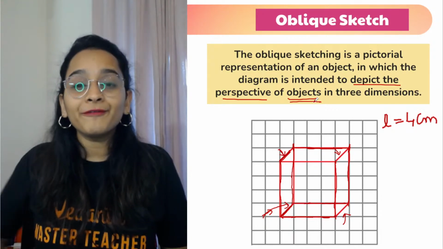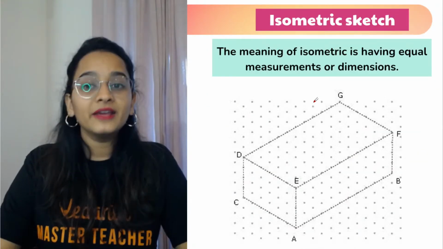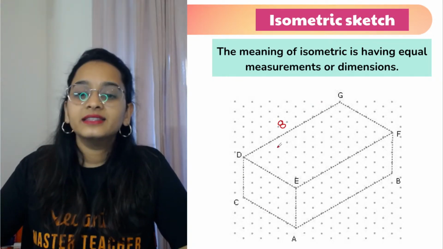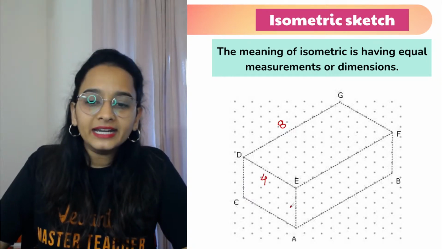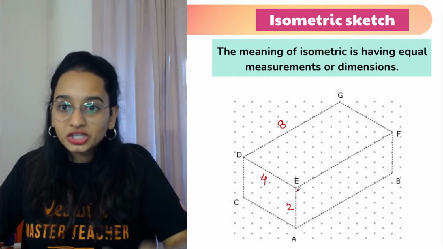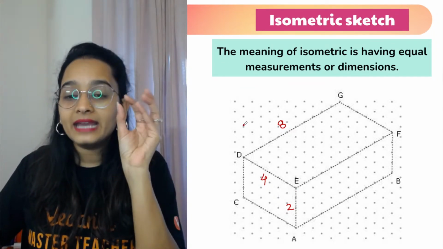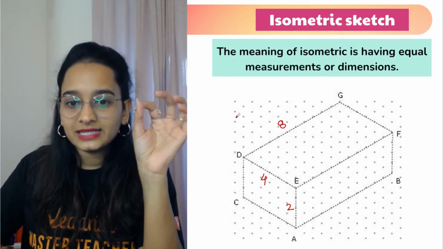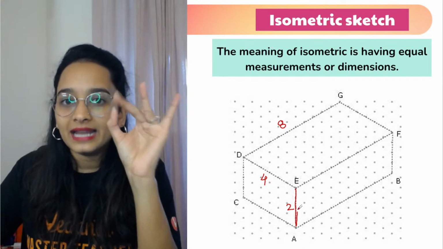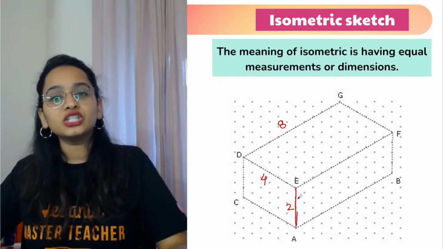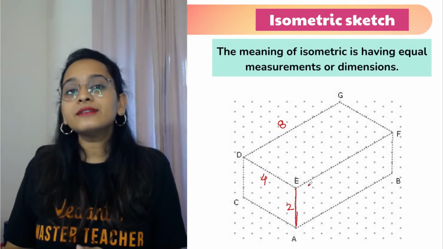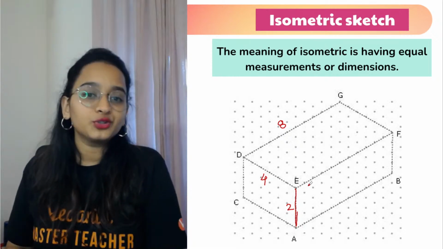So what do we do if we have to find an exact dimension? We have to go to isometric sketches. So if I say that the length is 8, the width is 4 and the height is 2, you can see exactly those measurements only. Matlab, if you measure it on an isometric sketch, it is done on a dotted paper. As you can see, there are dots here, right? So here, if you start measuring the length, breadth and height, it will be of the same dimensions as given in the question. No change can happen here. So that is the difference between oblique sketches and isometric sketches.